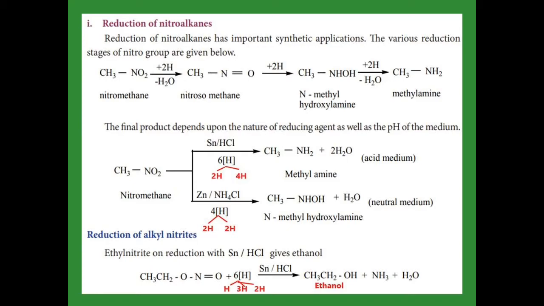The next one, alkyl nitrite. Here the nitromethane, alkyl nitro means nitroethane. Nitroethane has an isomer, that is ethyl nitrite. The ethyl nitrite undergoes reduction in the same way with the help of tin and HCl. Here also 6 moles of hydrogen is added. That 6 moles of hydrogen is split, and one of the hydrogen is added with the oxygen. So with that CH3CH2OH, ethanol, and the nitrogen is added with 3 hydrogen, we get ammonia, and one of the oxygen is added with 2 hydrogen, we get 1 mole of water.